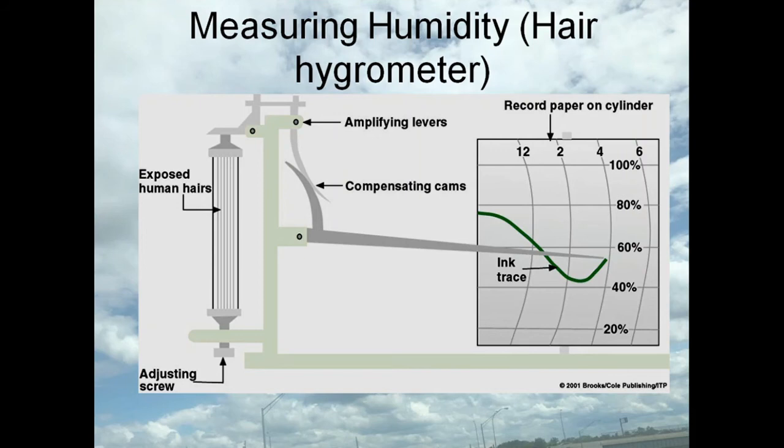Measuring humidity with a hair hygrometer. Never seen one of these. Pretty cool picture. You take human hairs, expose them to the atmosphere, put some tension on them, and then you can zero your gauge, or calibrate your gauge, based on whatever the humidity is. Then as the humidity increases, the needle will move, because hair expands and actually changes with humidity.